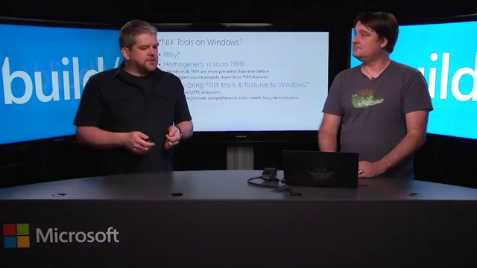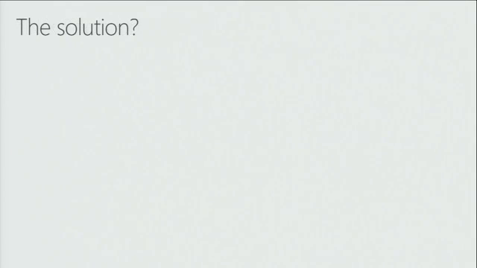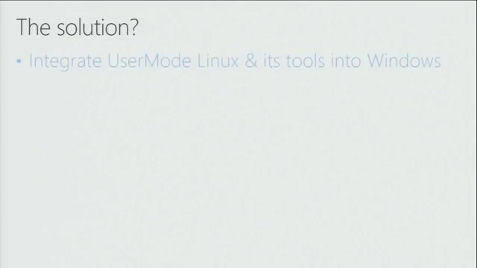So we decided to take a look at what it would take for us to bring Unix and Linux tools to run in and on Windows. We looked at a bunch of options, and we weighed up the pros and cons of many of them. But ultimately, we wanted to create a technology story, a long-term solution that was going to be solid and reliable, and that developers were going to be able to rely upon long-term. So, what was the solution?